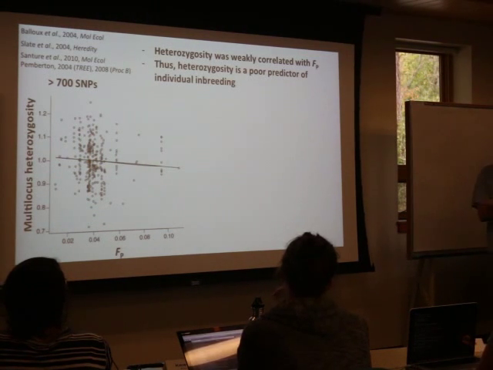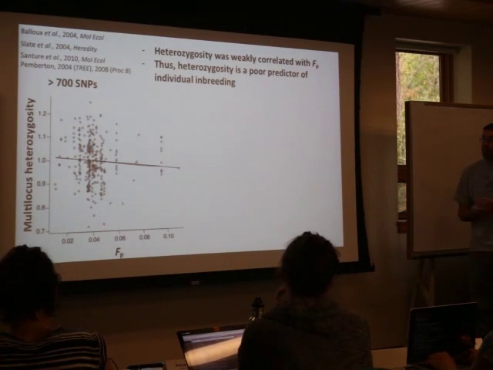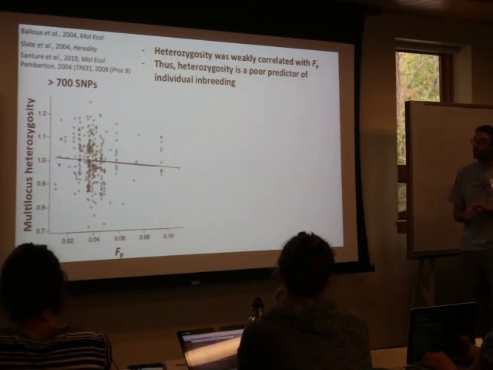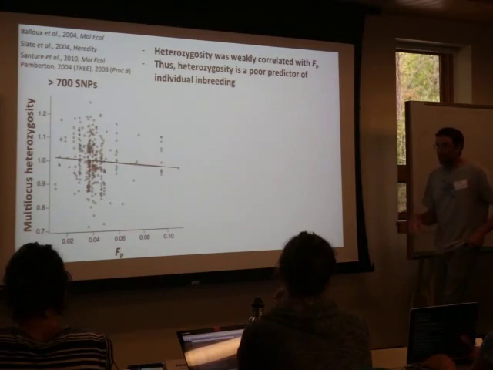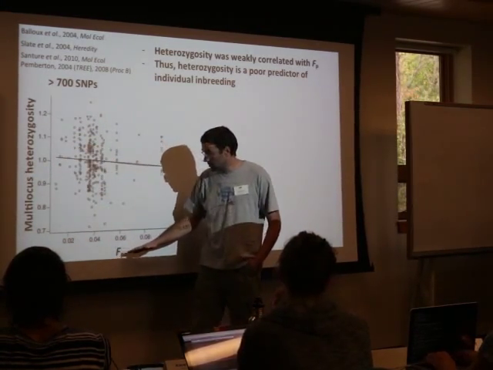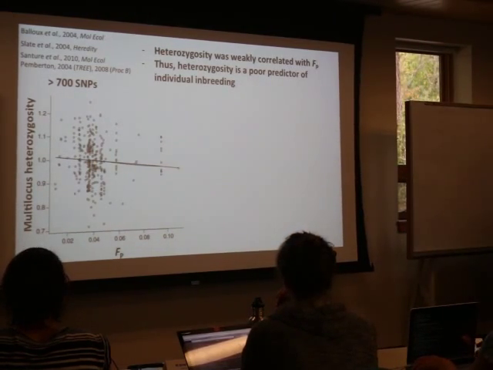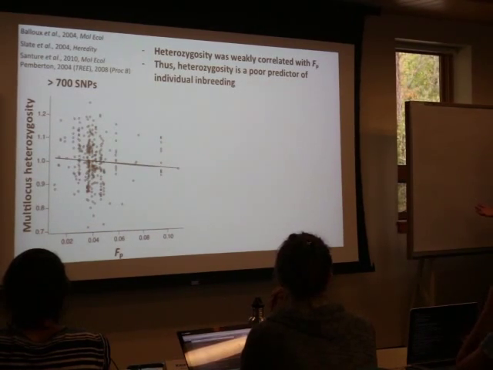So several studies in the early 2000s evaluated the precision of marker-based measures of individual inbreeding by basically estimating the correlation between multiple locus heterozygosity and the pedigree inbreeding coefficient. And this approach assumed that the pedigree inbreeding coefficient was a good measure of individual inbreeding.